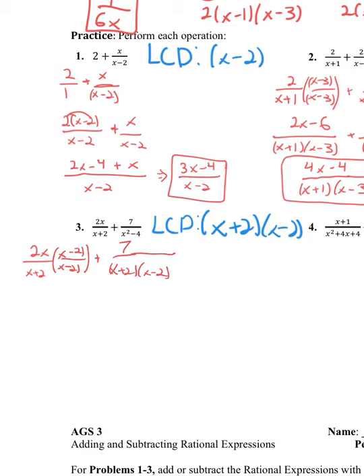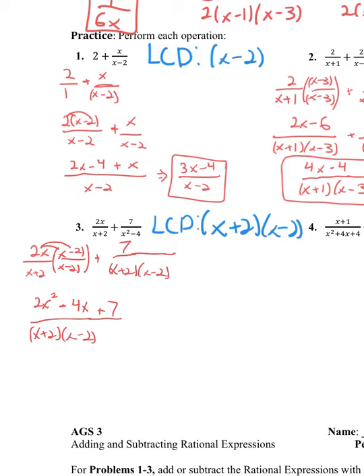2x times x minus 2. That's going to give me a 2x squared minus 4x. And then it's all over x plus 2, x minus 2. And then I would just have plus 7 there.